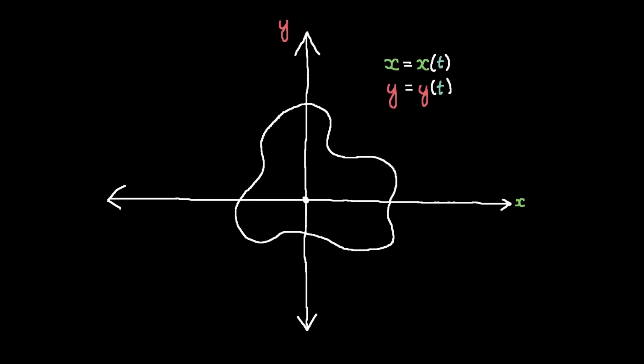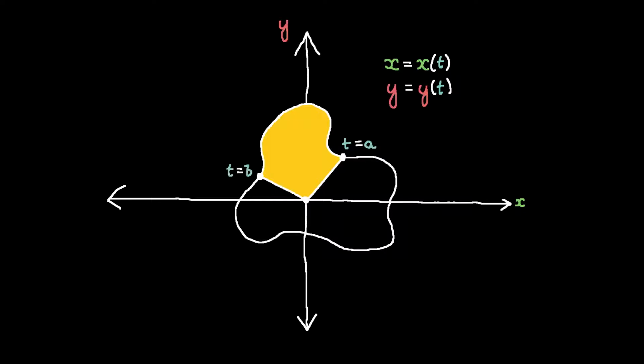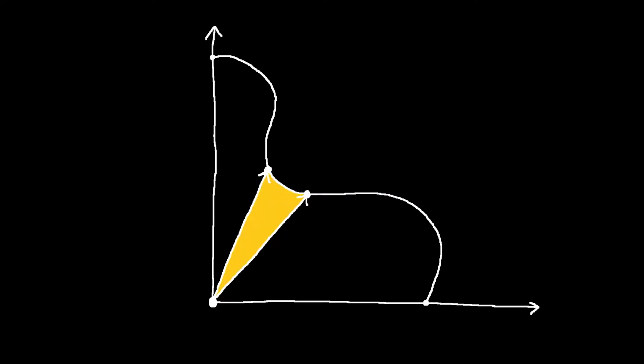Suppose we have a parametric curve in R2, and that we want to find the signed area of the slice formed by going out from the origin to the points at t equals a and t equals b. To do this, let us consider an infinitesimal change dA in the area over an infinitesimal change dt in time.